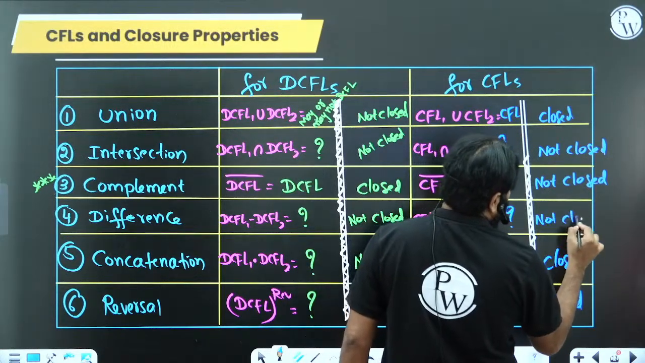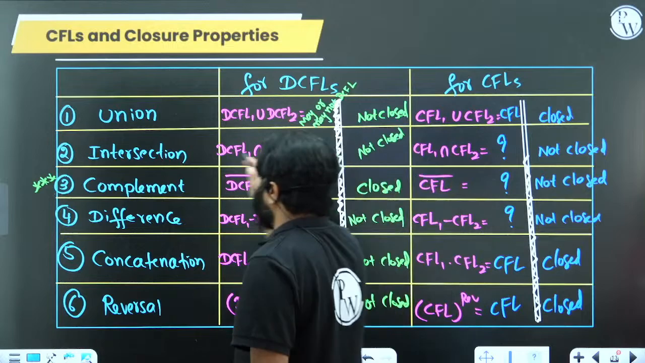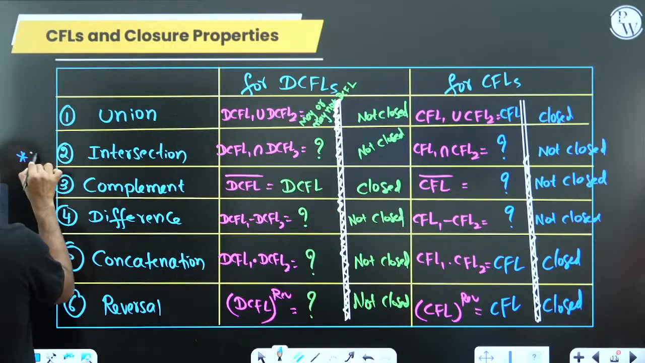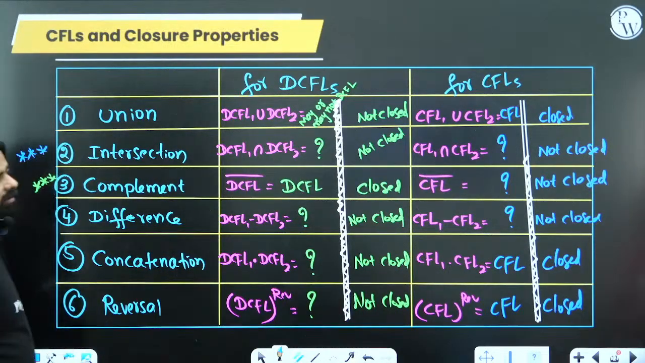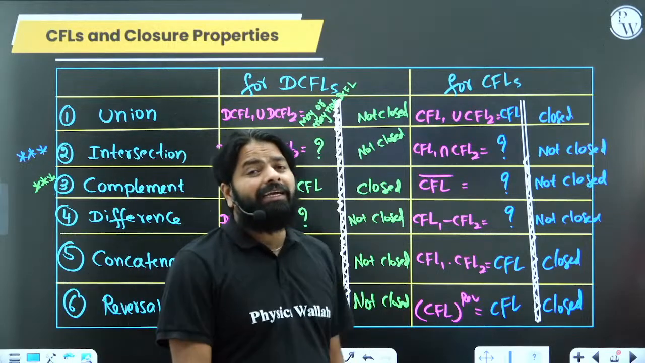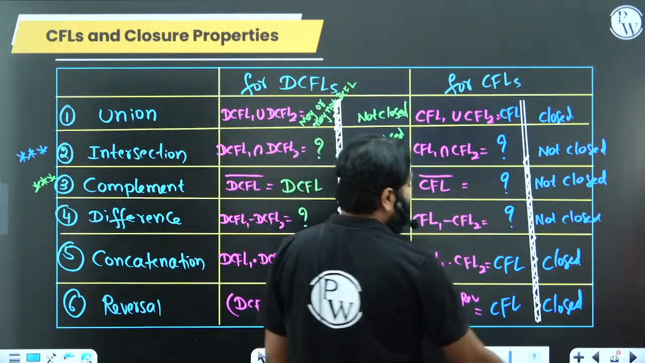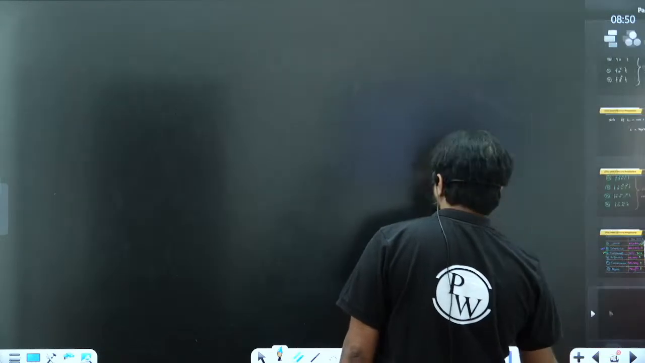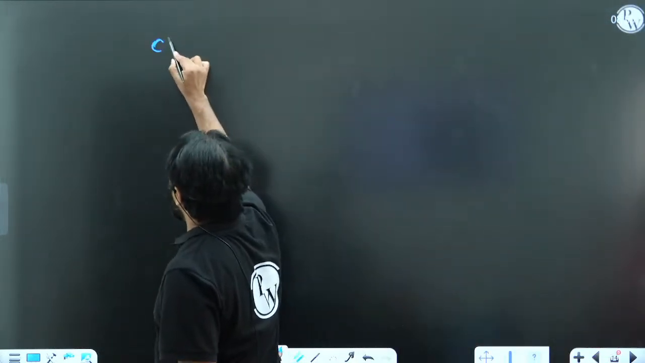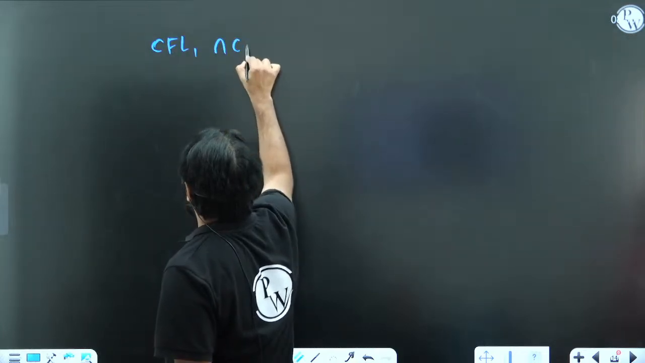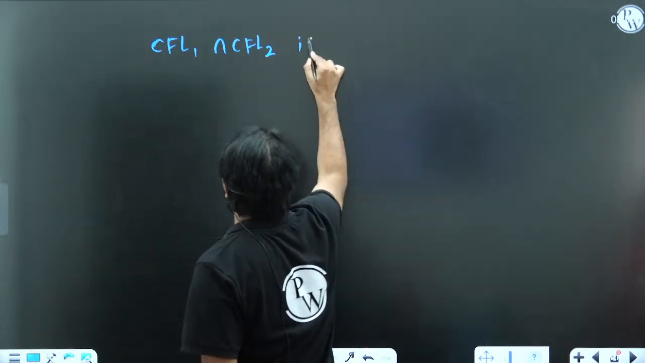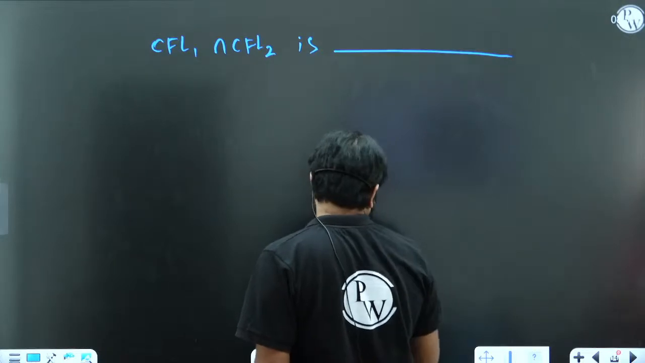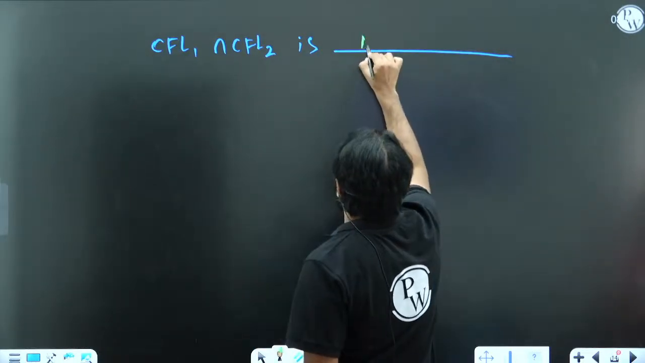Now here what is important? Intersection is very important for context free languages. It was asked nearly 3 times in the exam so far. CFL intersection CFL is, in general, the answer is need not be a CFL.